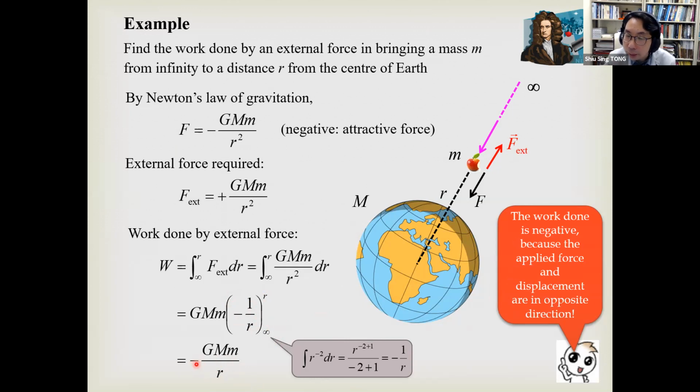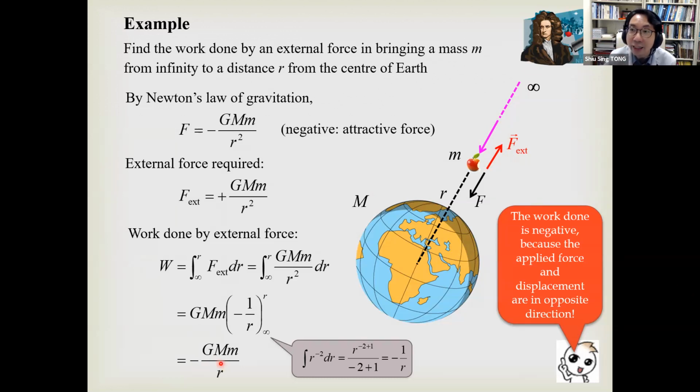Now you can notice that the work done is negative. Why is it negative? Because the apple is now moving from infinity to this position. So it's moving along the pink arrow, you see that? But my external force is in the opposite direction. It prevents the apple from accelerating downwards, right? So my external force is holding the apple, preventing it from being accelerated by the gravity of Earth. So that means the external force is in the opposite direction to the motion of the apple. So that's why the work done is negative.